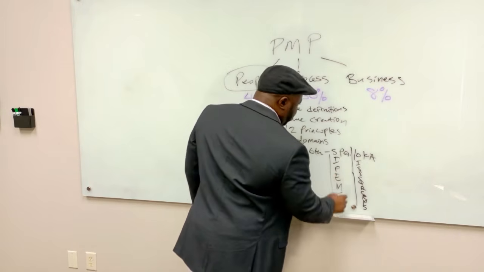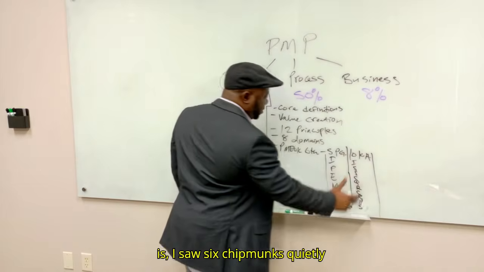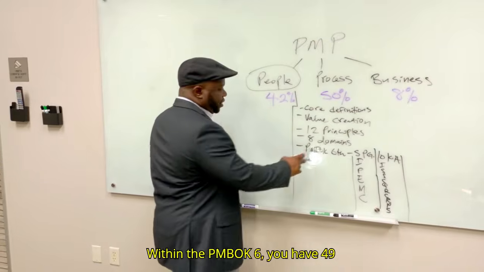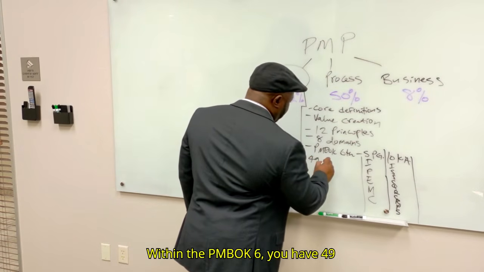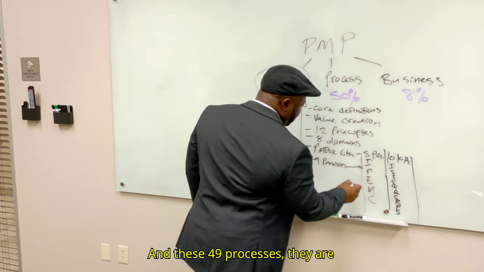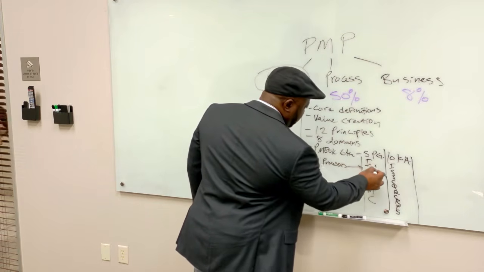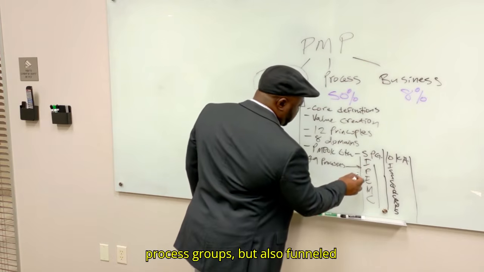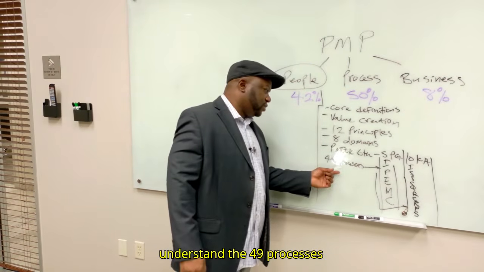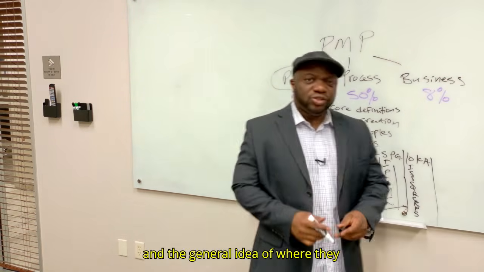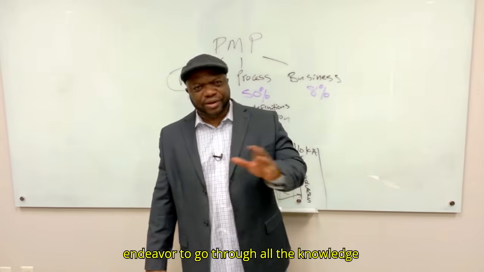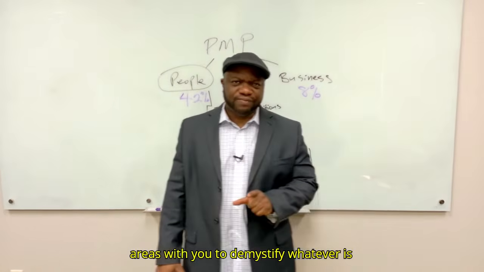All right. For the 10 knowledge areas, the mnemonic is: I saw 6 chipmunks quietly roasting coffee, reading poetry stories. Within the PMBOK 6, you have 49 processes, and these 49 processes are funneled into process groups, but also into knowledge areas. So you need to understand the 49 processes and the general idea of where they belong. We have enough time, so I'll endeavor to go through all the knowledge areas with you to demystify whatever is missing.